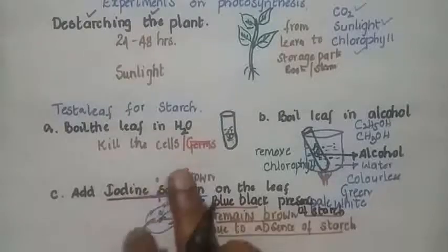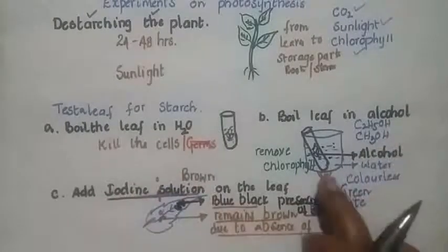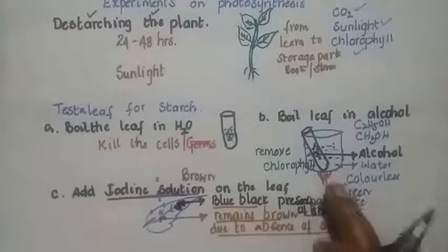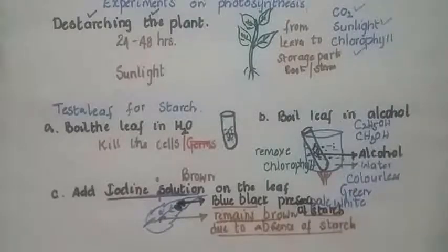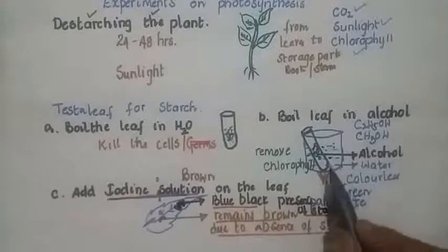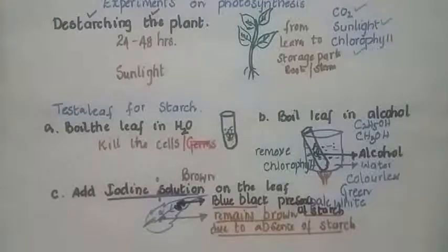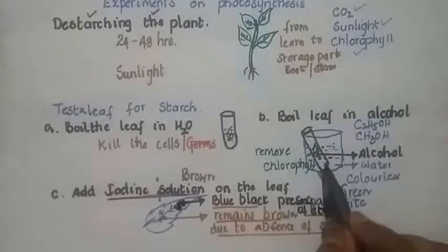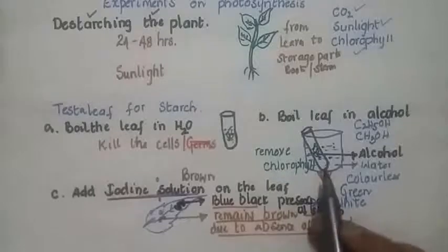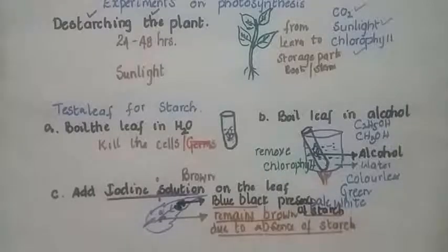And again, transfer that leaf into a test tube containing alcohol, boil it in the alcohol, the leaf turns pale white because the chlorophyll is removed due to boiling the leaf in the alcohol. Then take that leaf, and the leaf has to be washed in the warm water, and then it is ready for the test.